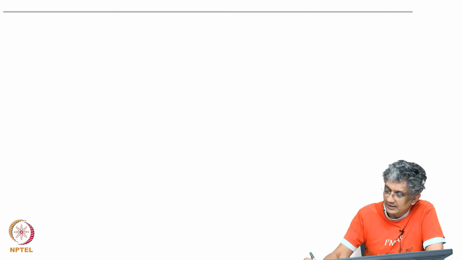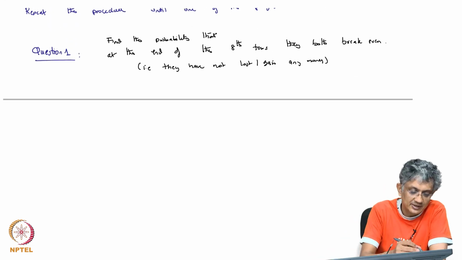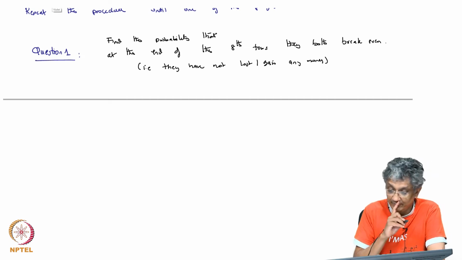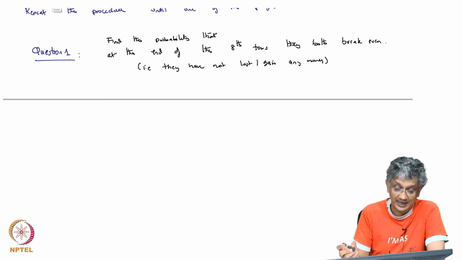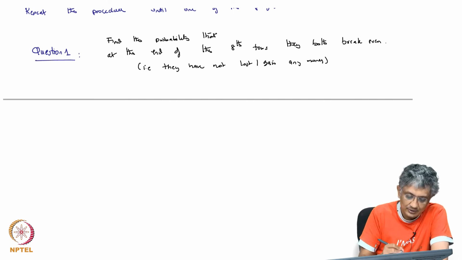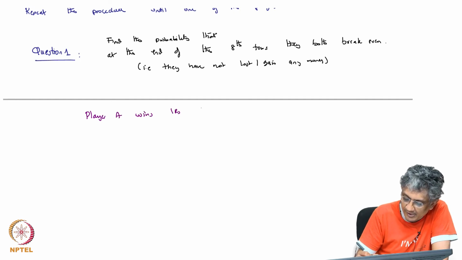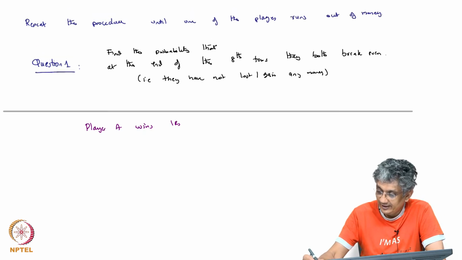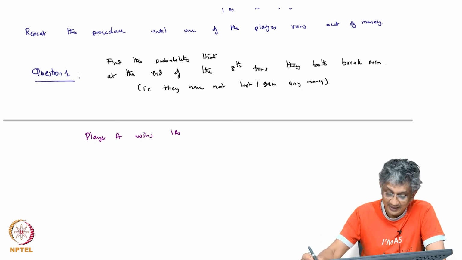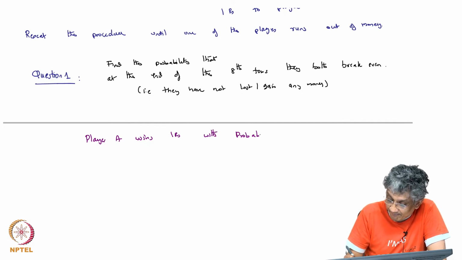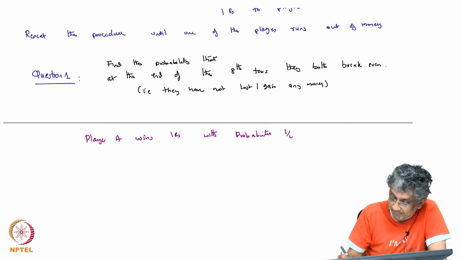So how does one do this now? That means let's try and do the question. You have to break even. That means each person should have lost and gained an equal number of times by the 8th toss, right? So we know that player A wins 1 rupee when, let's say, tail happens, that is with probability half.